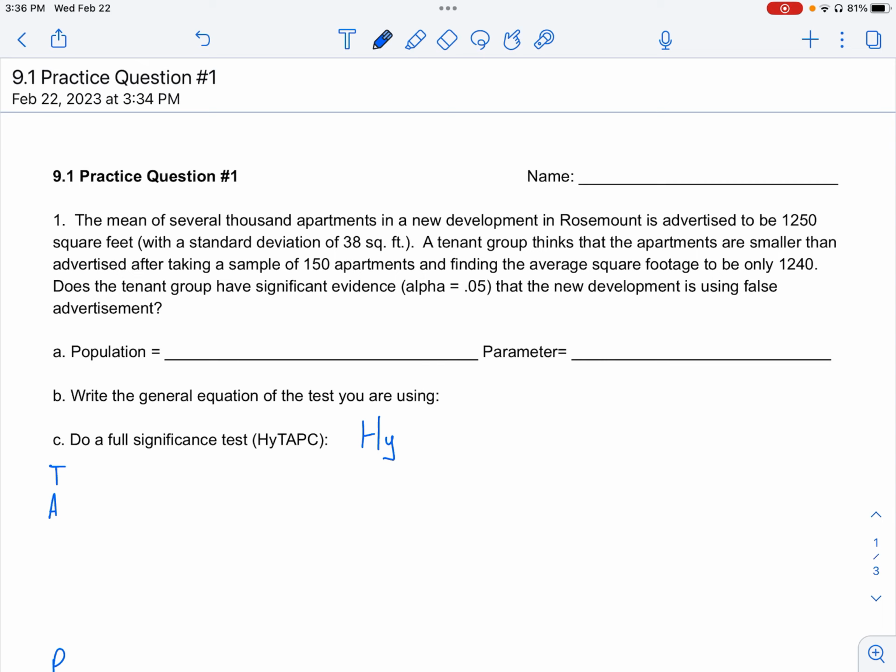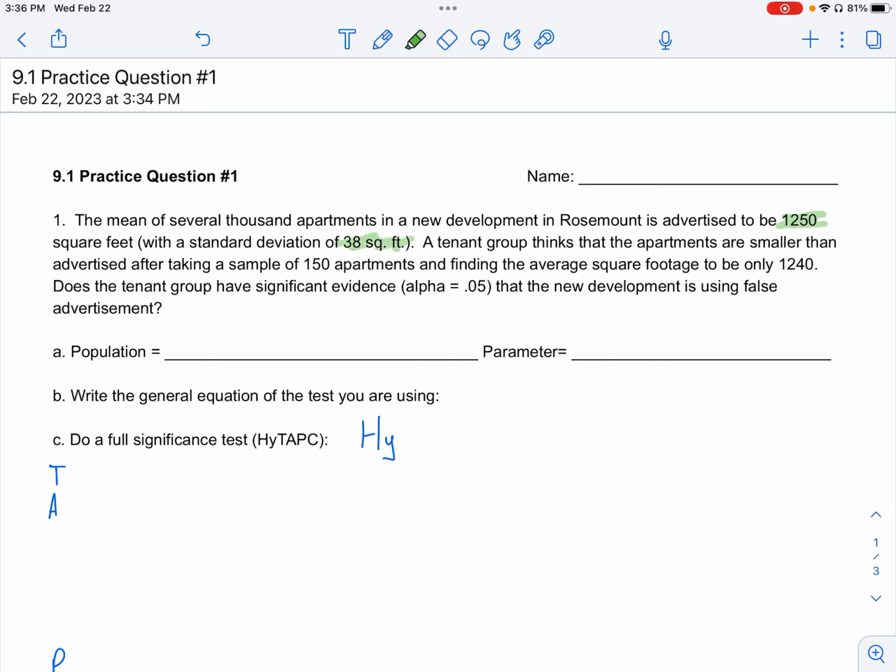Here we go. We're going to do a test on the claim about apartments. It says the mean of several thousand apartments in a new development in Rosemont is advertised to be 1,250 square feet with a standard deviation of 38. So that's what they're claiming.